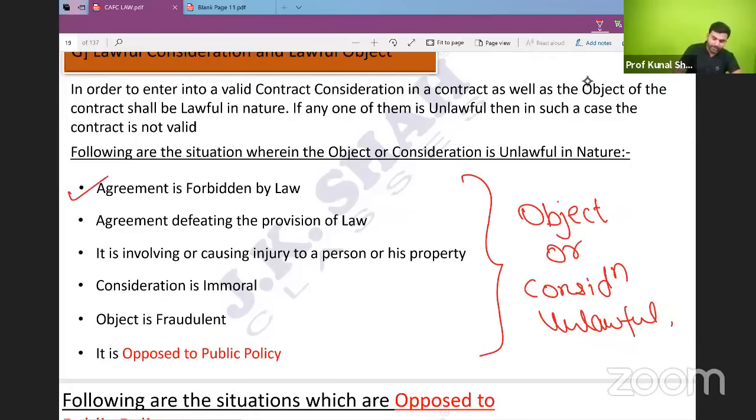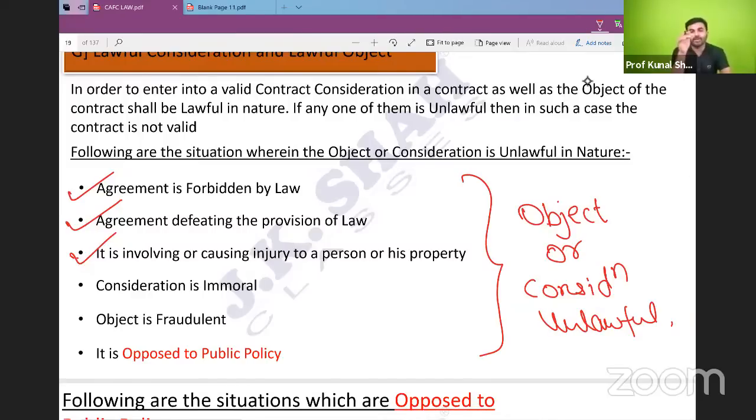Number one, agreement forbidden by law. Whenever an agreement is being formed which is forbidden by law, which is against the law, pretty obvious it has an unlawful object, hence there cannot be a valid contract. Second, agreements defeating the provision of law. Whenever you are asking someone to do something against the law, which means there is an unlawful object again, then in that case also there cannot be a valid contract.